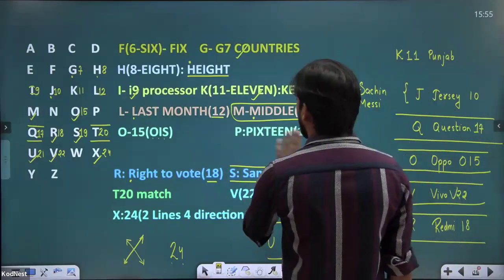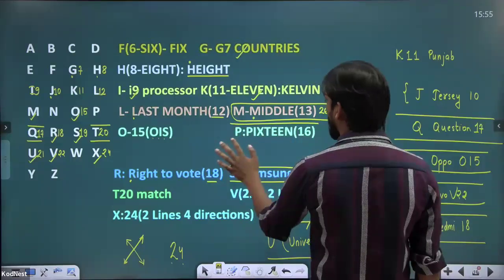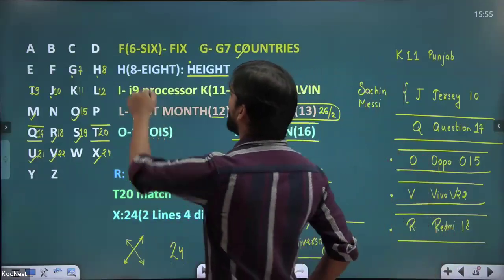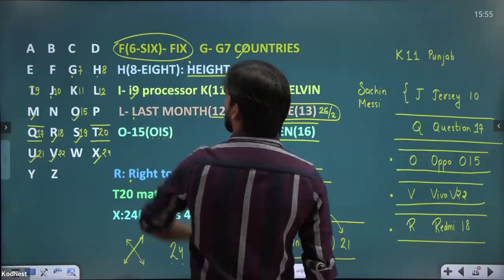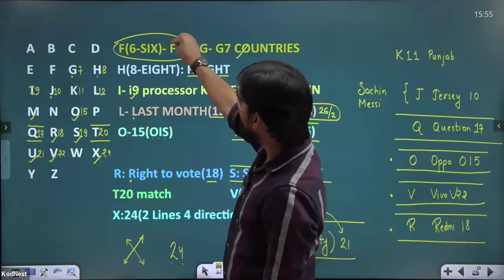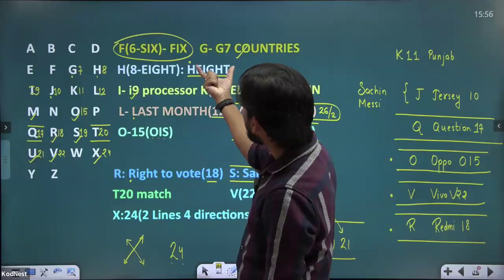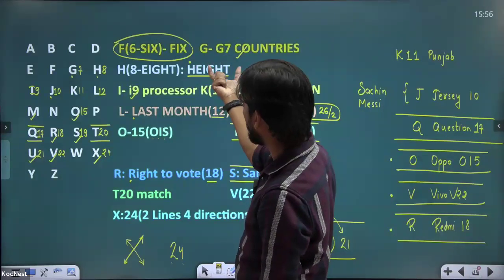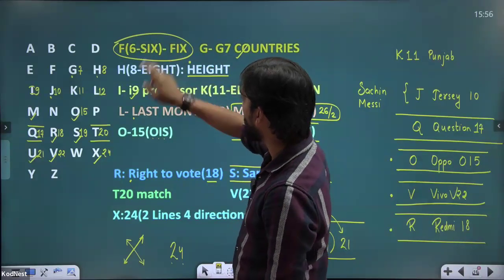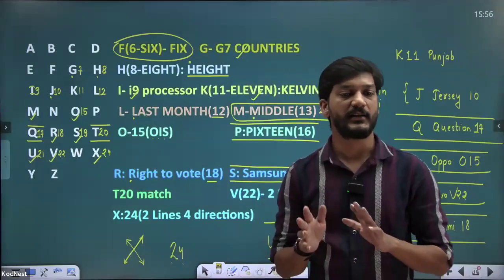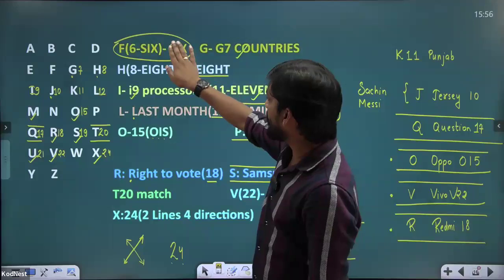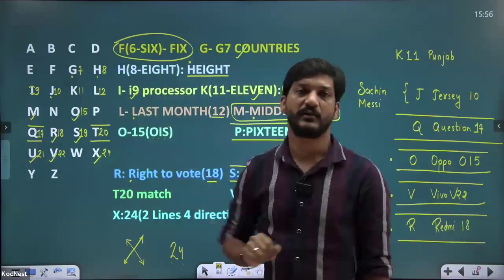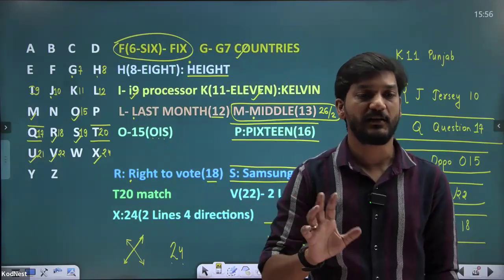P for 16. That word I have created, just like I have created this, fix. So F for fix. Now 6 actually is not coming in this. For example, 8 is completely coming in the word height. But the word 6 is not coming completely. But yes, somewhere I can think that fix and 6 rhyme. So that's why fix and 6 like that.